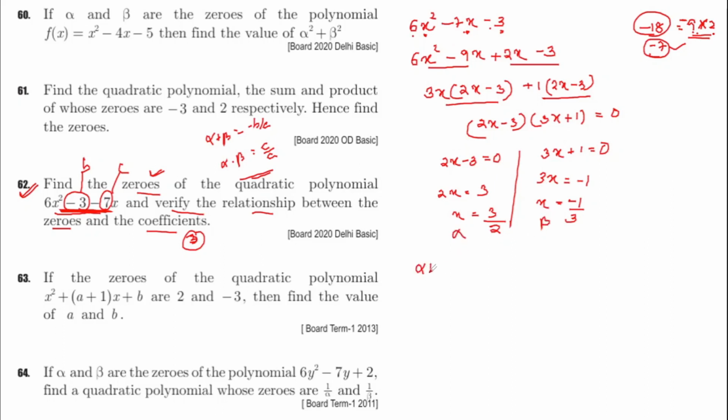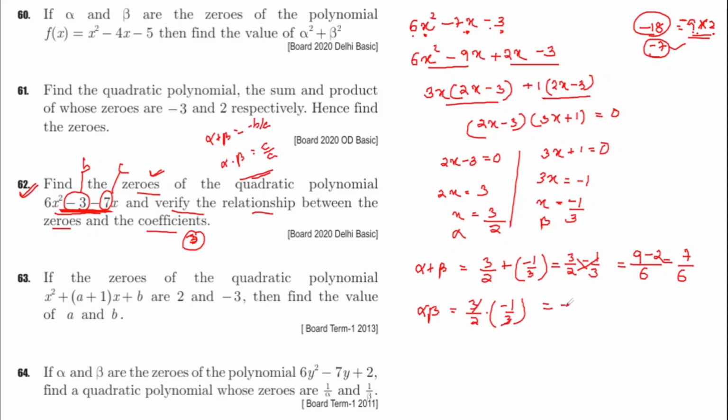Now let's try to find alpha plus beta. This will be 3 by 2 plus minus 1 by 3. Now if you remove the bracket, this will become 3 by 2 minus 1 by 3. Now if we subtract, 3 times 3 will give you 9, minus 2 times 1, that will give you 2, divided by 2 into 3, that will give you 6. 9 minus 2 will give you 7, and that is divided by 6. Now if we try to find alpha into beta, this is 3 by 2 multiplied with minus 1 by 3. Now this 3 and this 3 will get cancelled and this will give you minus 1 by 2.